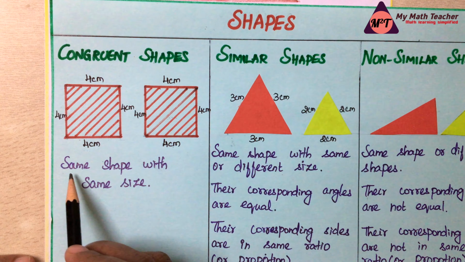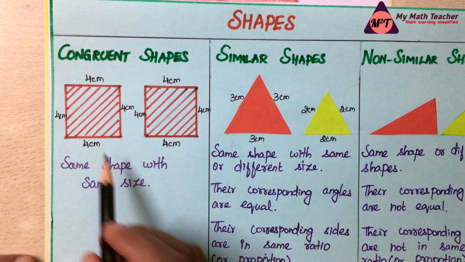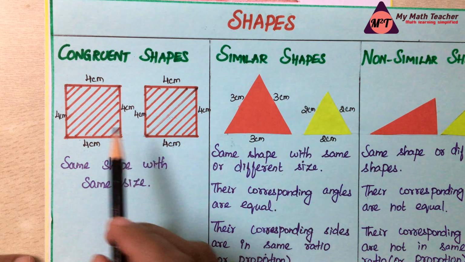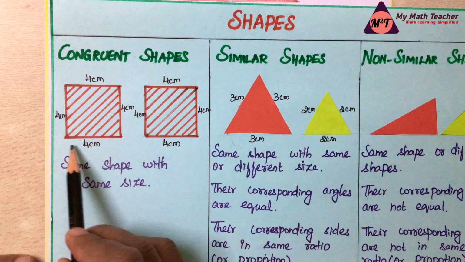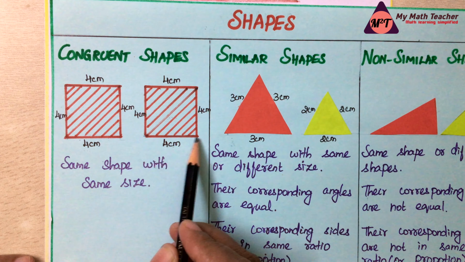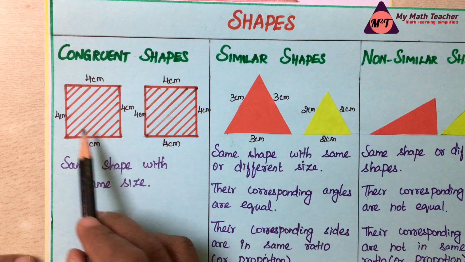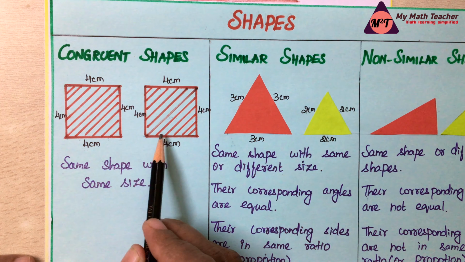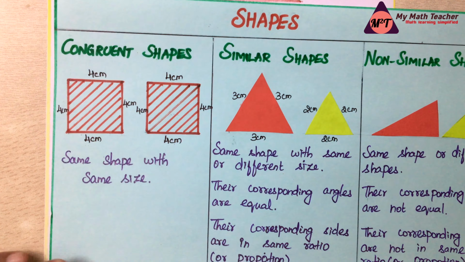Two figures having the same shape with the same size are called congruent shapes. Okay, you can see from this given example, the squares both are having the same side. So both are squares and both are having the same side. These are called congruent shapes.